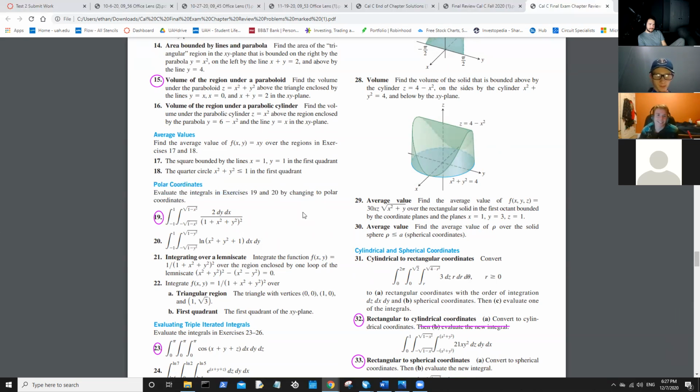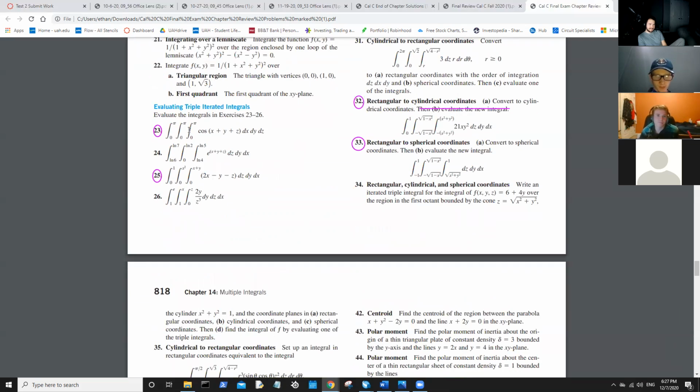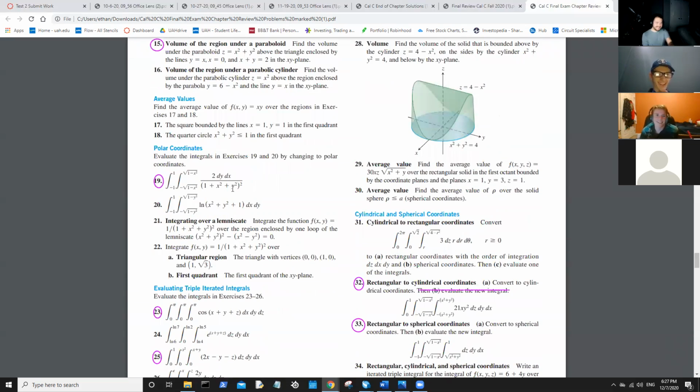Polar coordinates. Skip. No, we're gonna have to touch on polar coordinates. I know it showed up on the exam, so we're gonna have to do this here. Let's change it to polar.